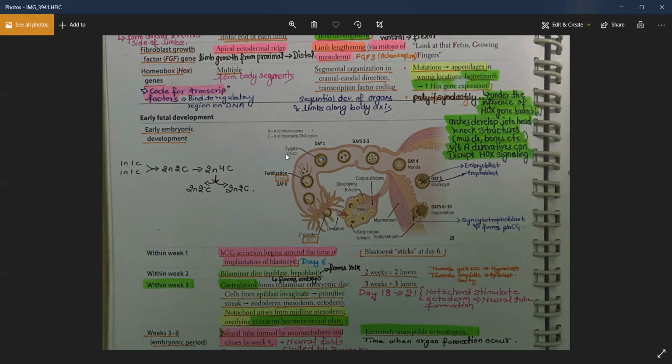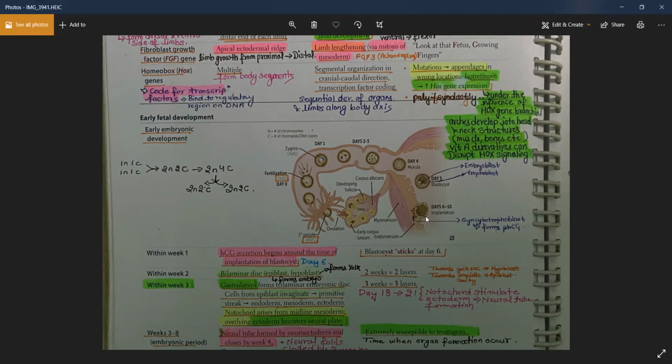Then these cells will divide. Again, you will get 2N and 2C. This becomes 2N and 2C. Then 2N and 4C again. Then it becomes 2N and 2C again, for each of these cells. So you will have a division ultimately. And on day 4, this zygote becomes the morula. On day 5, the blastocyst forms, with 2 structures: the embryoblast and the trophoblast. And finally, implantation occurs at day 6.